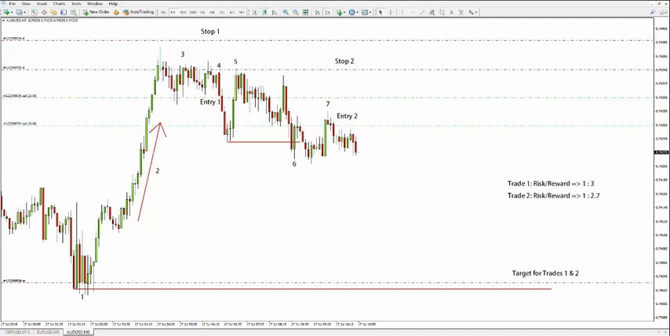The first sell trade was opened in the next bar with a stop loss above the highest high of the exhaustion movement that was probably created by market makers. The target for our trade is down to number 1 in the chart, which seems to be a reasonable place to get a decent 1-to-3 risk-reward ratio.